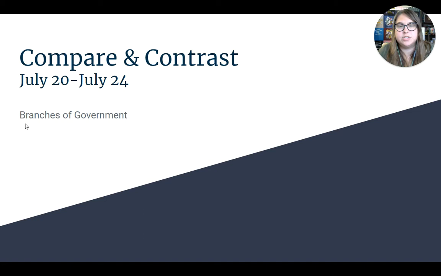We are going to be finishing up our unit on compare and contrast this week, and we're going to be doing that by looking at the branches of government, specifically at one branch, and we're going to compare and contrast the pieces inside of that branch.